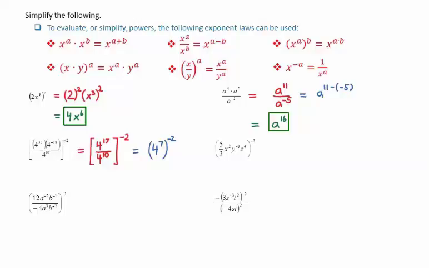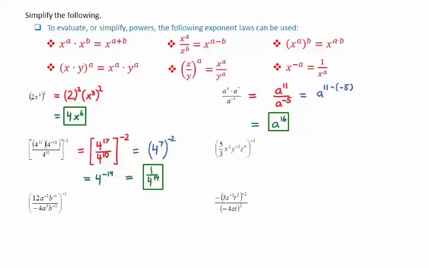We can then use the power law. 4 to the 7 raised to the negative 2, we have to multiply the exponents 7 times negative 2. This gives 4 to the negative 14. However, we do not want to have a negative in the exponent, so we write it as the reciprocal. 1 over 4 to the 14.